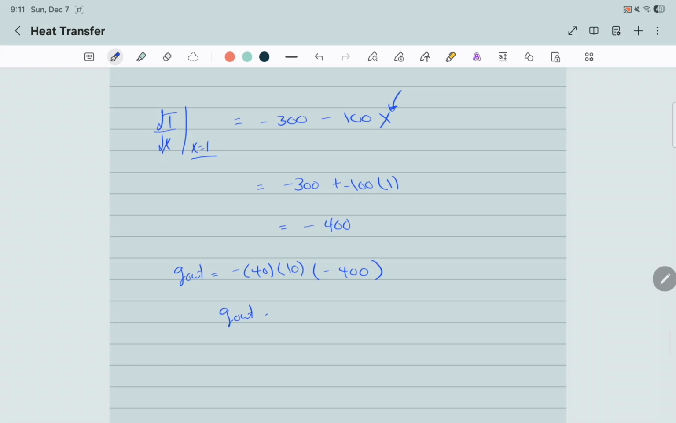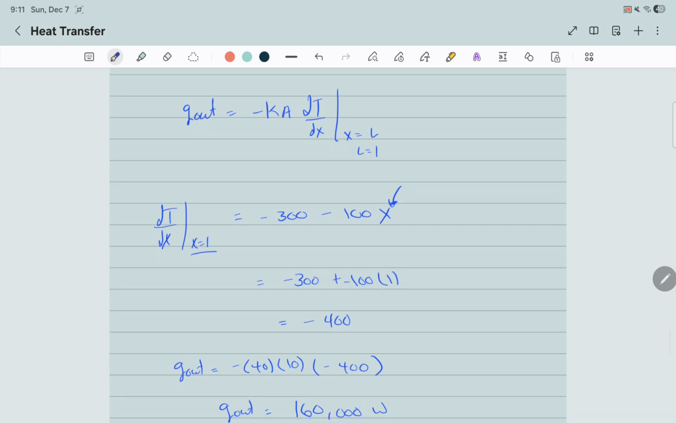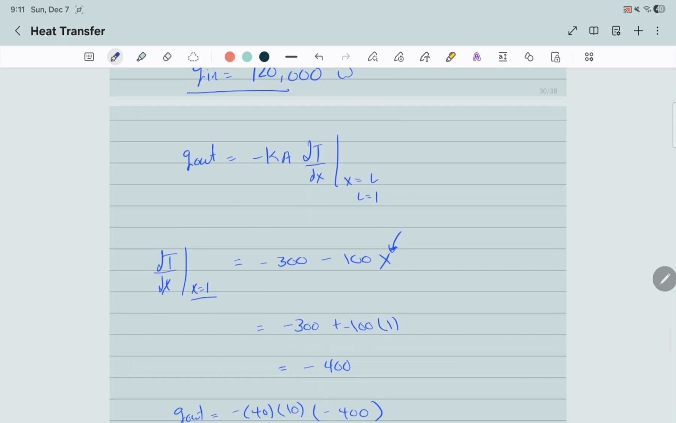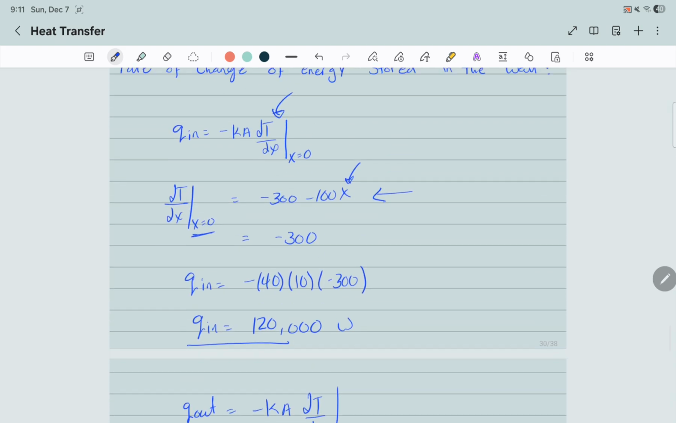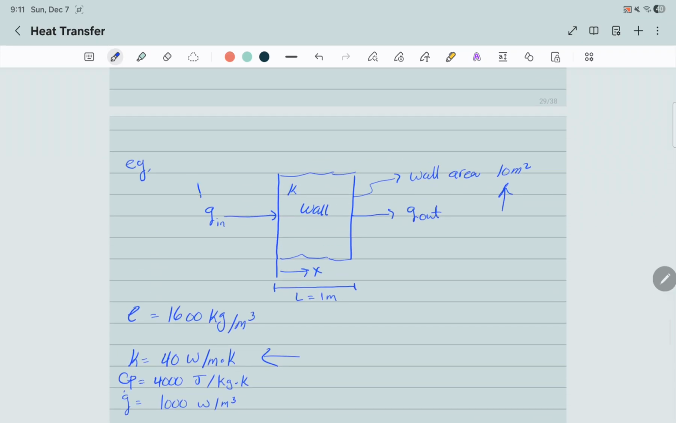Q out equals 160,000 watts. That is your Q in, and this is your Q out. We notice that 120 kilowatts in and 160 kilowatts out. So the energy leaving is more than the energy entering. That means there's energy being generated inside this wall.